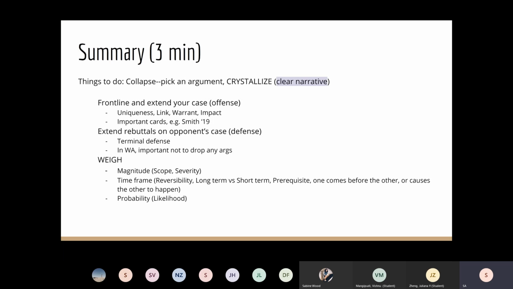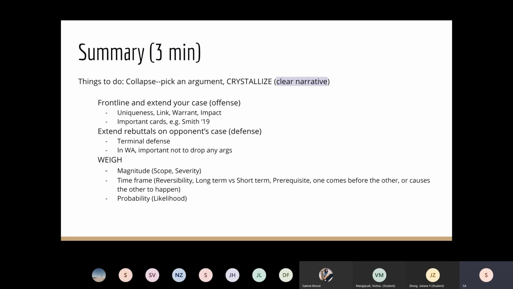And last but not least, the most important part of summary is weighing. You can weigh in magnitude, which includes scope and severity. Scope is just how big is it? Severity is how severe or detrimental it is. For example, if we're impacting the same amount of lives and yours is hurting education, but mine is directly deaths, you can say that mine is more severe because living is a prerequisite to getting education.